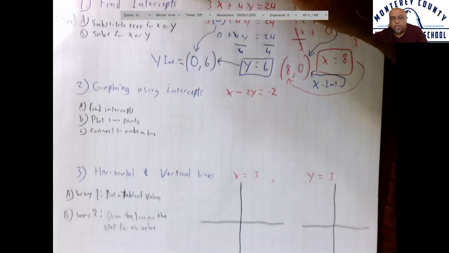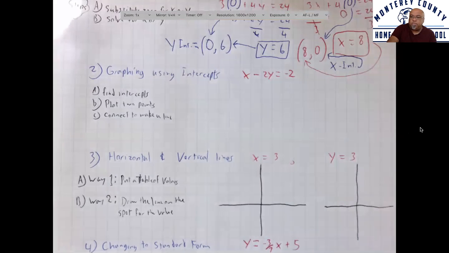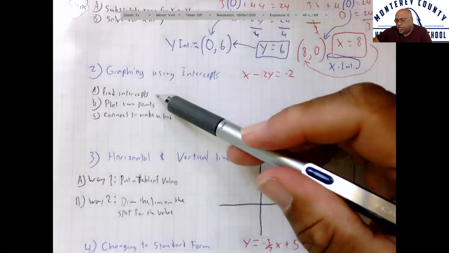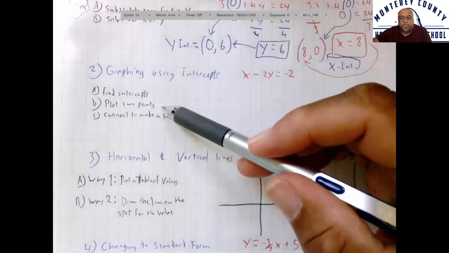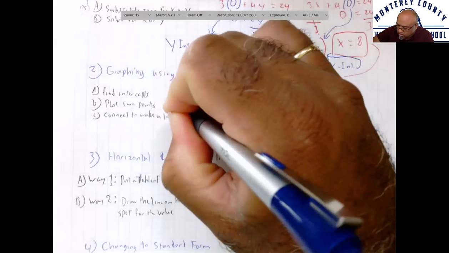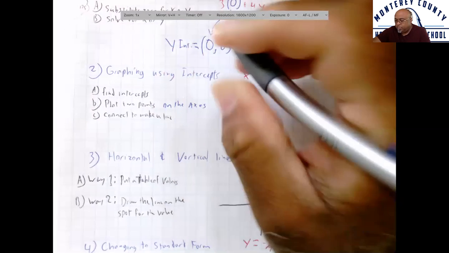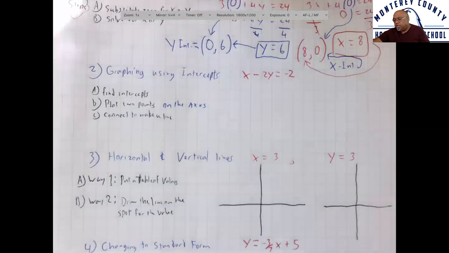And by the way, just to ease your mind, if you want to look at these in a little more detail, these are the exact same problems that are in the book. Okay, so graphing the intercepts. Here are the steps. First, you find the intercepts, the same way we did it in problem 1, and then plot the 2 points, which will be actually on the axes, and connect to make a line. All right, so let me go ahead and start.